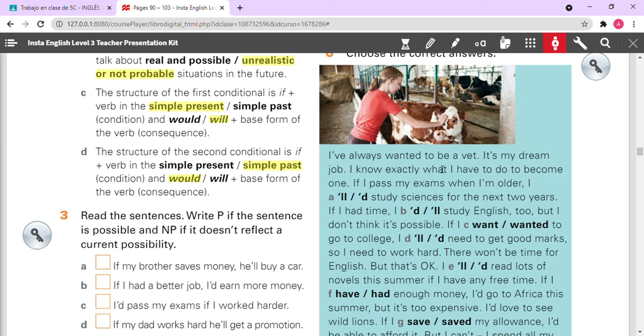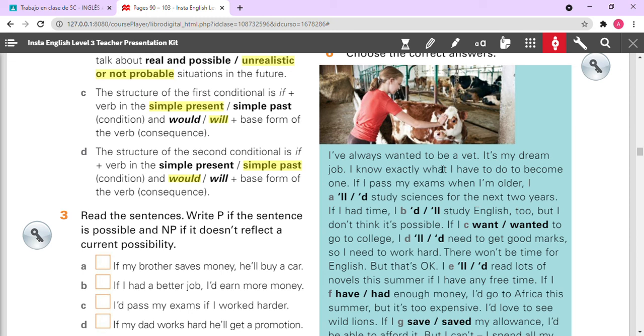If I had time, excellent, I'd study English too. But I don't think it's possible. If I one or one, the two possibilities could be right. Let's see the next part. I need to get good marks. So in that case, if I want to get to college, I will need to get good marks.